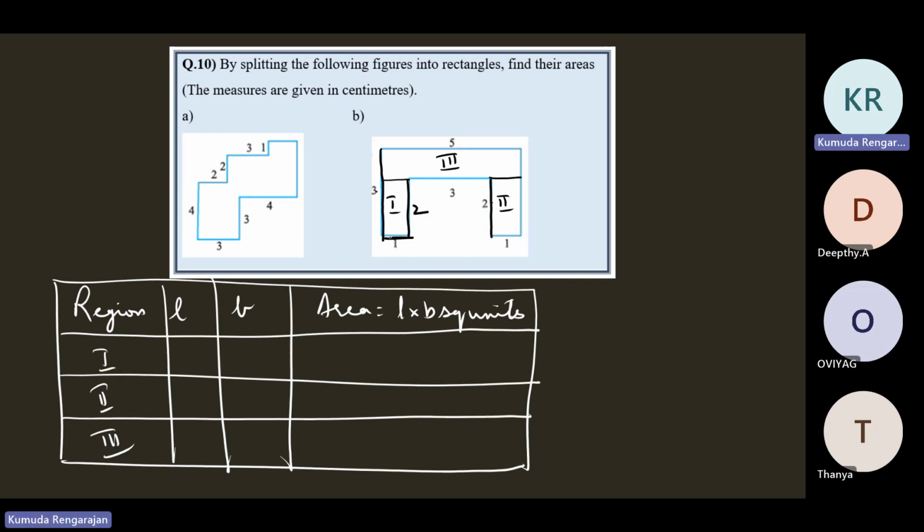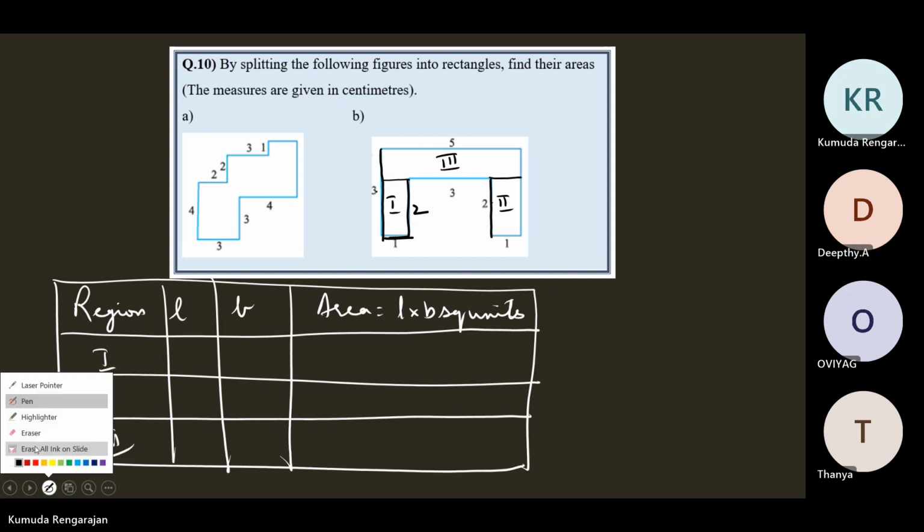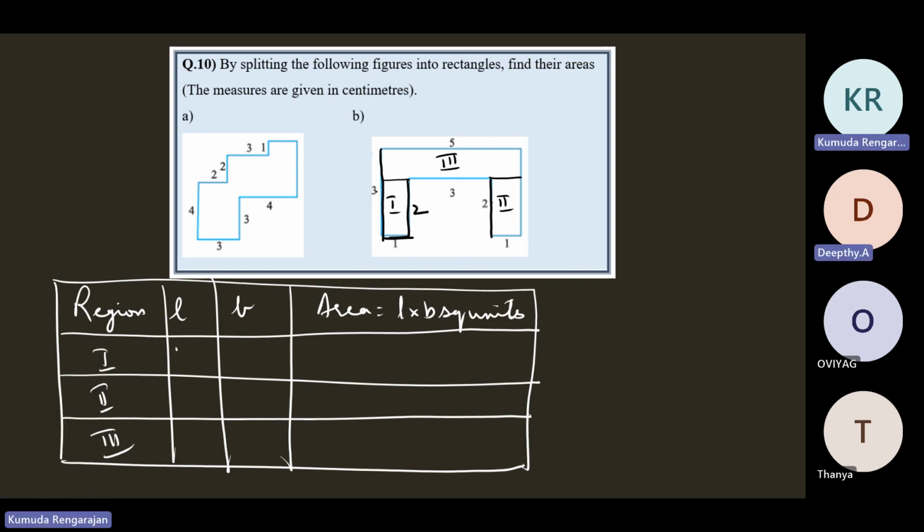And the length is 1. So length is 1 centimeter, breadth is 2 centimeter. Similarly, for region 2, length is 1 centimeter, breadth is 2 centimeter. What about for region 3, children? Length and breadth of region 3?